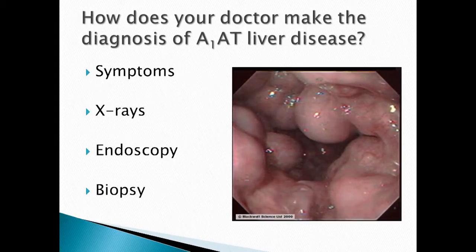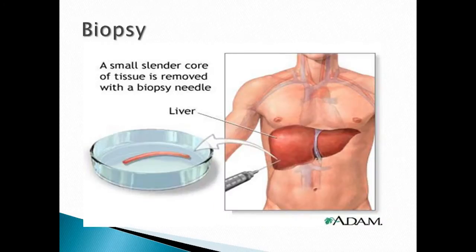Or an endoscopy. This is what varicose veins look like in a picture from an endoscopy. These are signs of portal hypertension if you have liver cirrhosis. Or you could get a biopsy. A biopsy, this makes it look so simple.